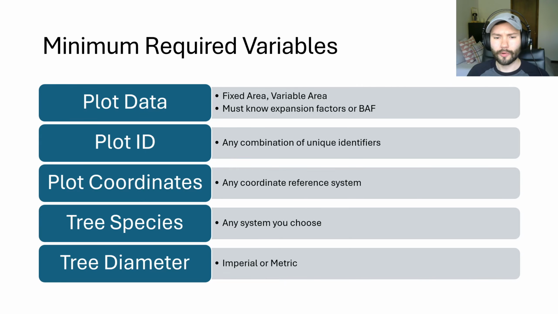We also need the plot coordinates with that plot ID. This can be in any coordinate reference system, lat, long, UTM, whatever you would like to use. And we also need a tree species. So for each plot measurement, you need the species of the tree and its diameter. So as long as you have all these minimum things, you can use the ForMAPL app.